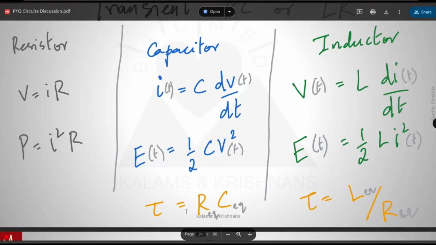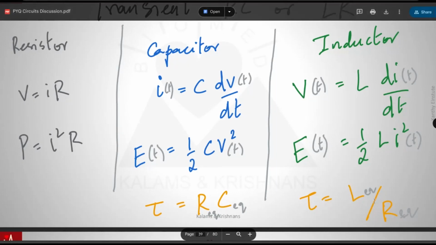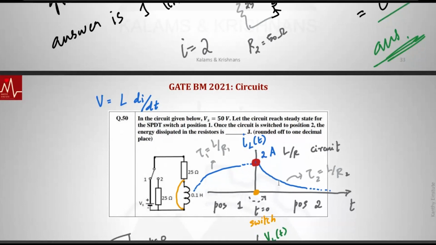The most important topic for the GATE exam or GATE biomedical exam. So you know the time constant, that is RC. Here the time constant is L over R. So if you know the initial current, you know how it decays as a function of time. You can find the current at any point in time.